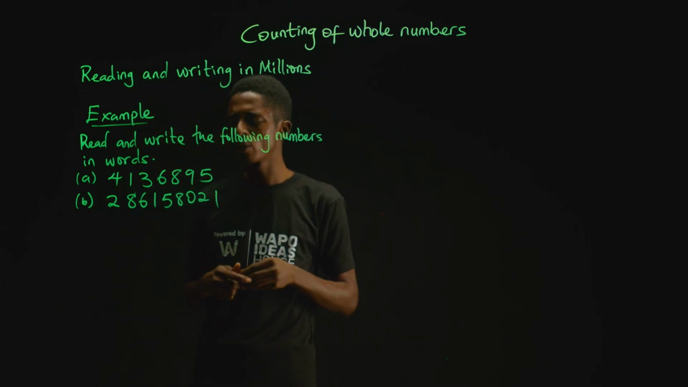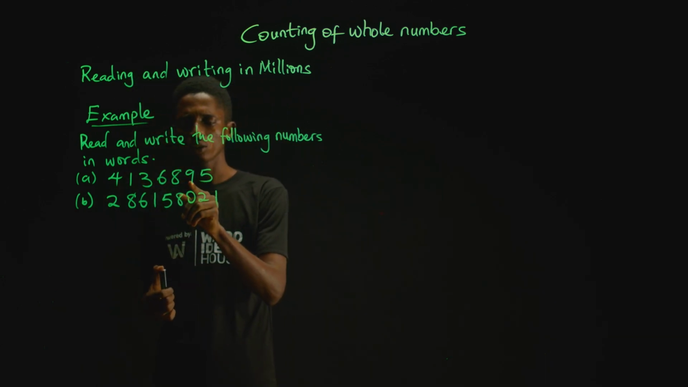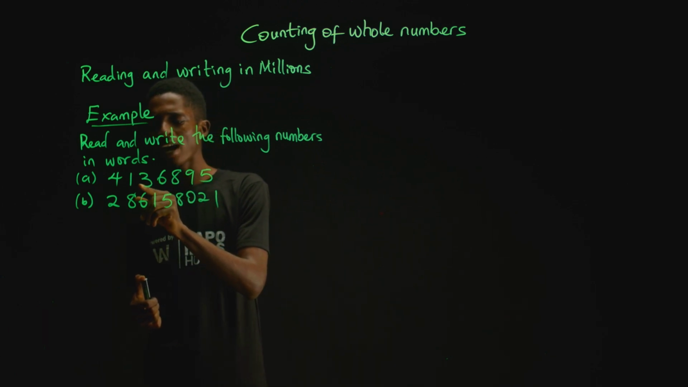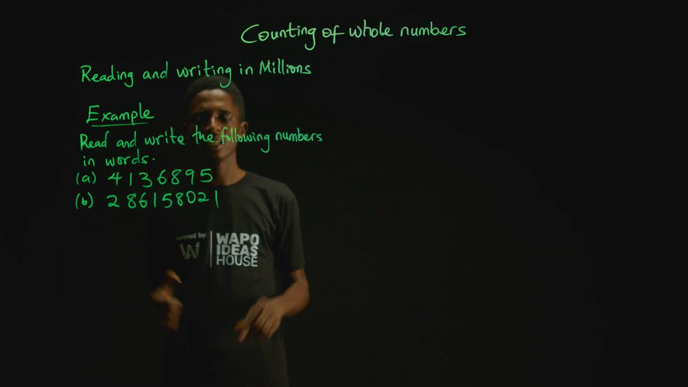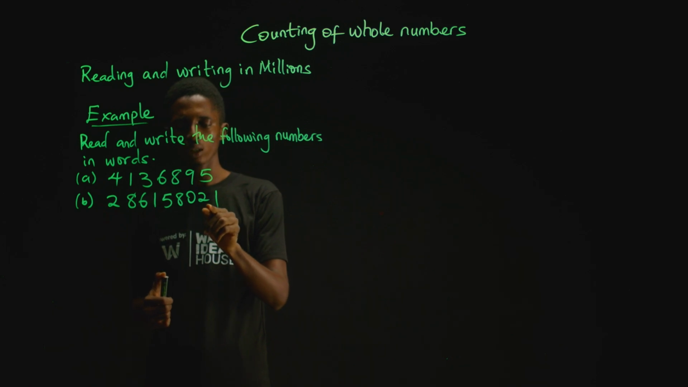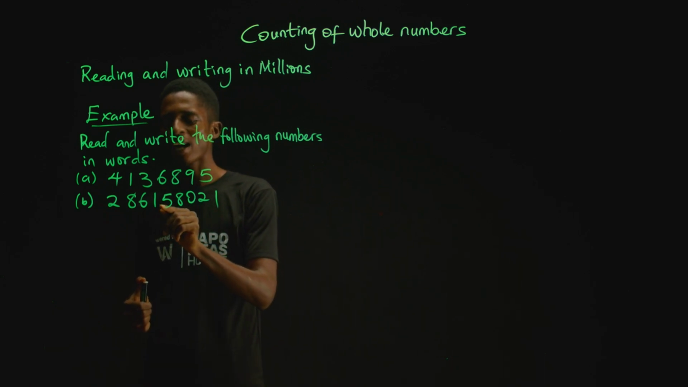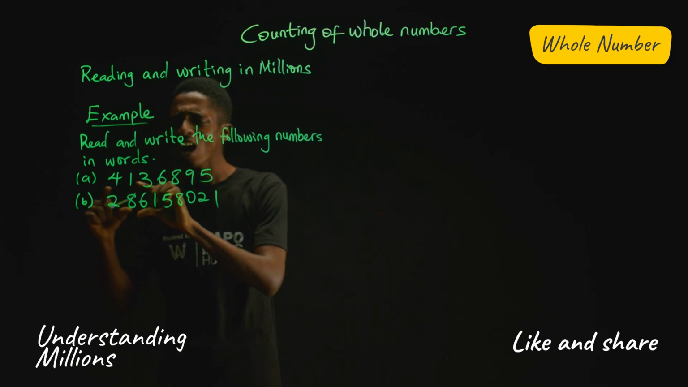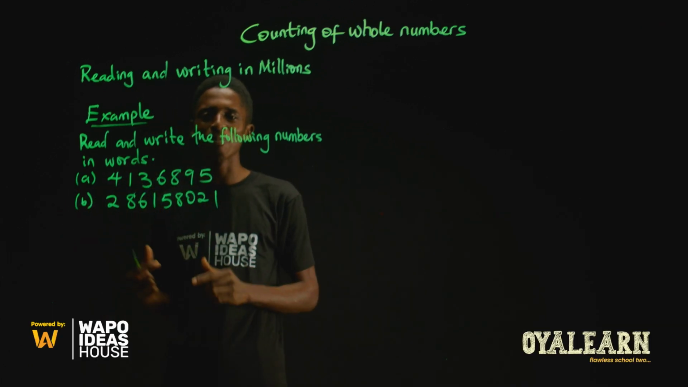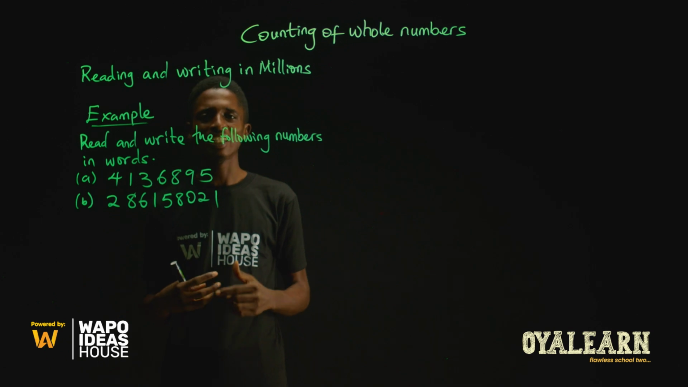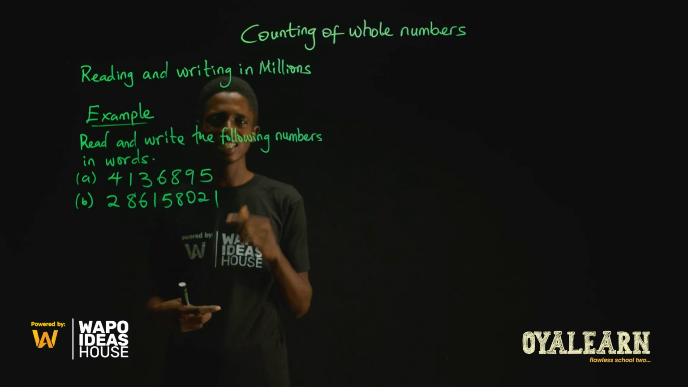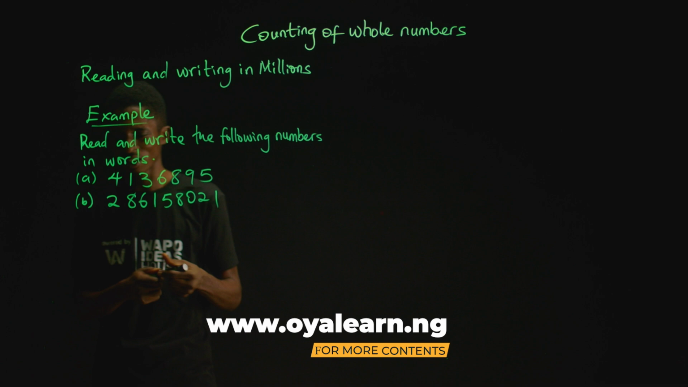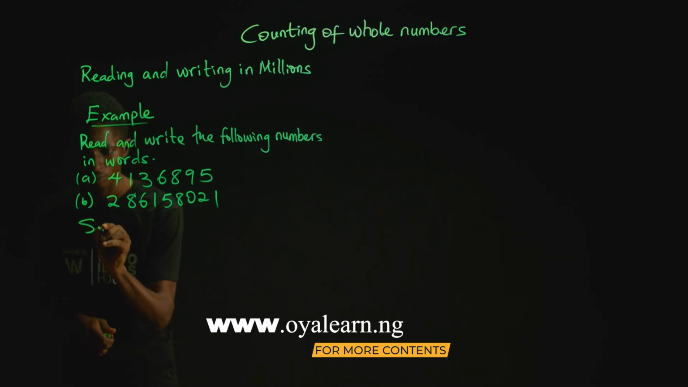The first one we are looking at has 7 digits. And the second one has 9 digits. How do we read these numbers properly? And then we learn how to write it in words. Let's start with the first. Solution.